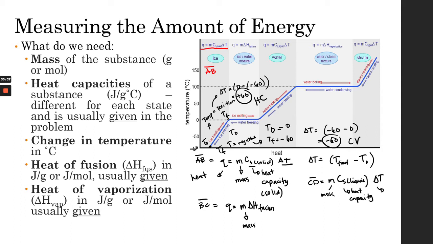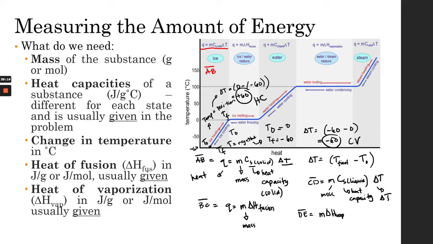So for D and E, you can see there's no change in temperature for both the heating and cooling curve. So what you just need to use is the mass of the substance multiplied by the delta H of vaporization, or the heat of vaporization, or the heat needed to vaporize the substance. Again, this is given. You just have to make sure to find the correct number given.